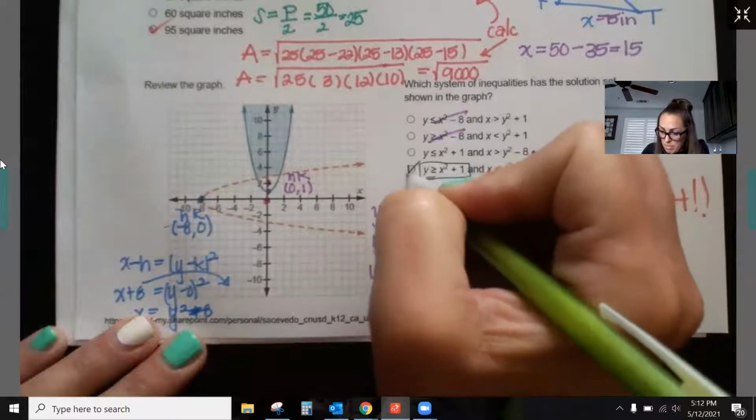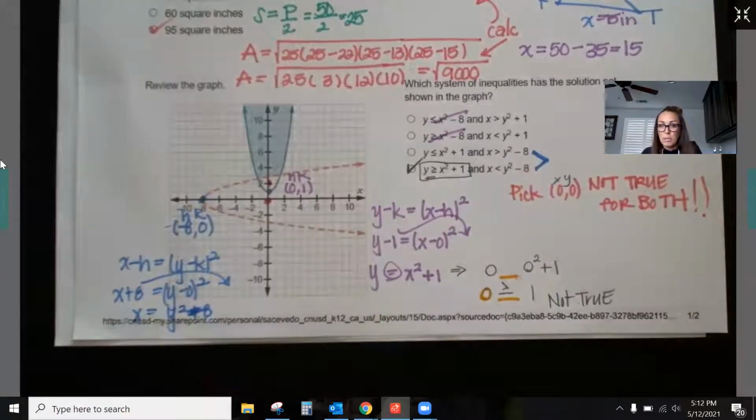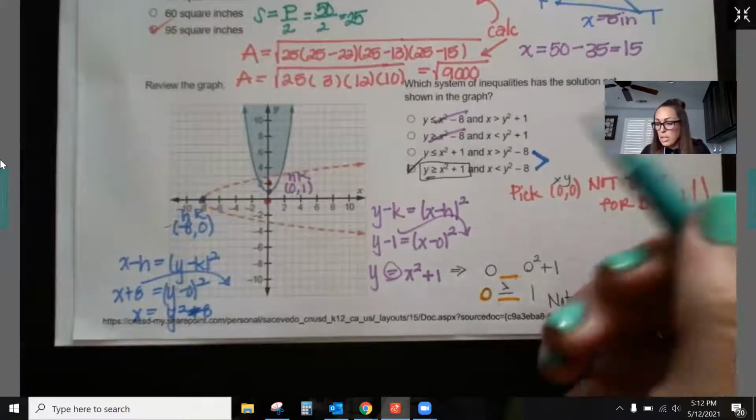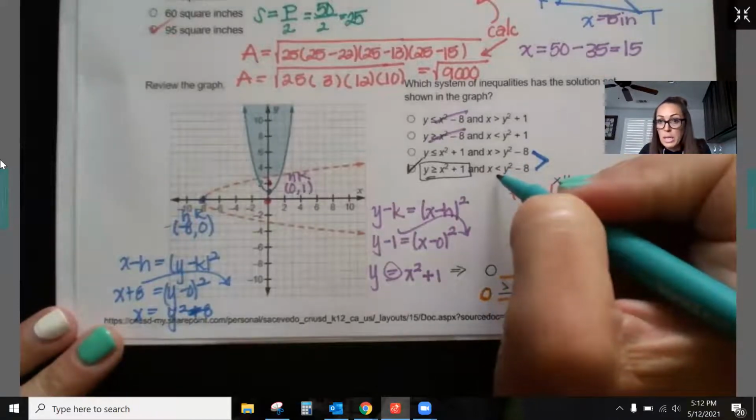So I know this has to be my answer, but I always like to double check my work. I make mistakes all the time, right? I think ahead and I'm kind of going too quickly. We all do that. All right, so let's double check. So this one has to also be not true.